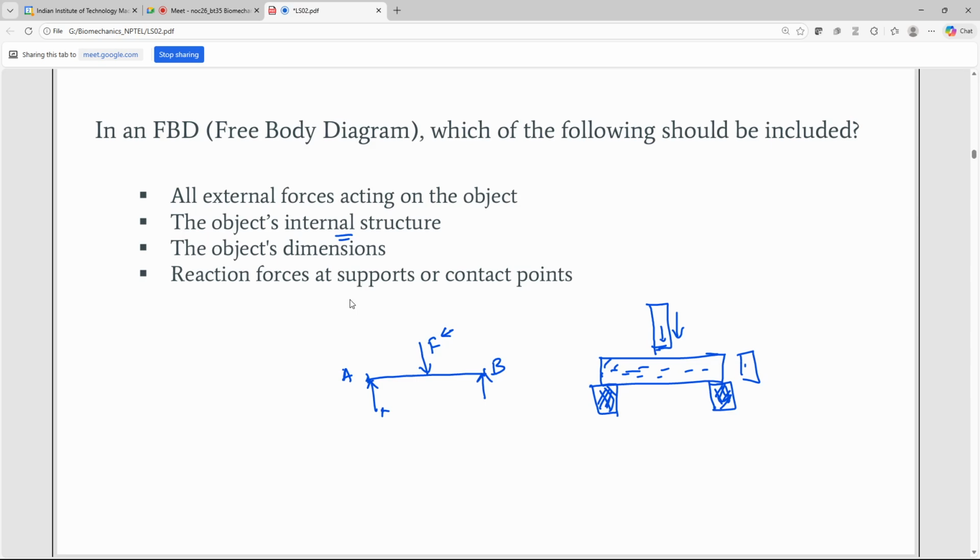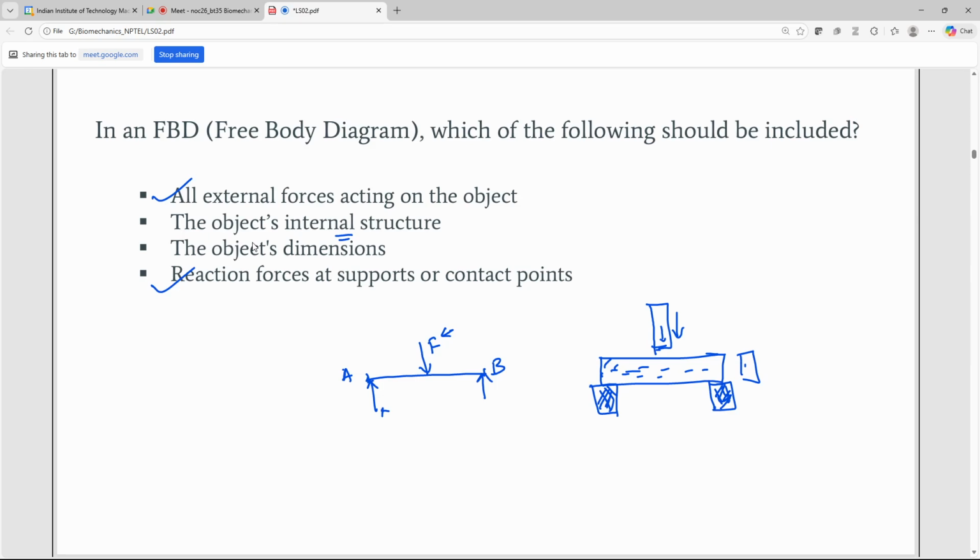So for that, we only need to understand the relative position of the forces acting on it. There are two kinds of forces: the first one is the external force acting on it and the reaction forces acting against it. So this AB line is only to give the idea of how these particular forces are related to each other, or where the relative positions of these forces are. So the first option and last option are right.